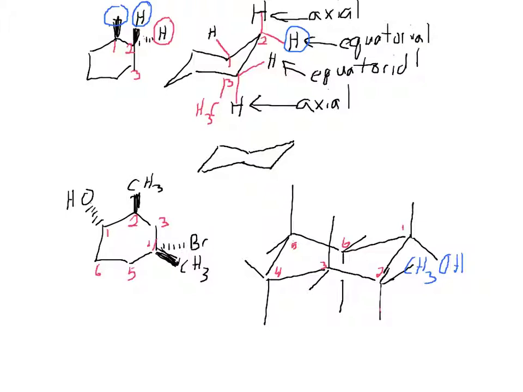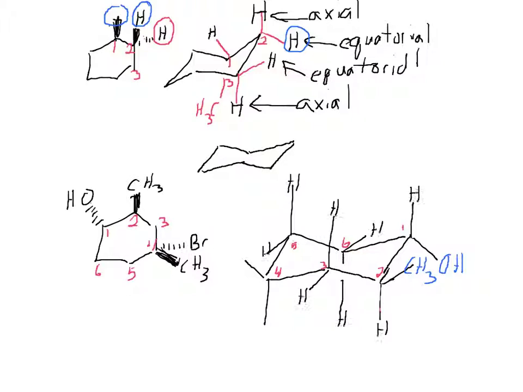Carbon 3 would just have H's on it. So I could fill in the H's, right? Carbon 2 has an H. Carbon 3 has some H's on it. Carbon 6 has some H's on it. Carbon 5 has some H's on it. Carbon 4 doesn't have H's on it. Carbon 4 has a Br and a CH3.